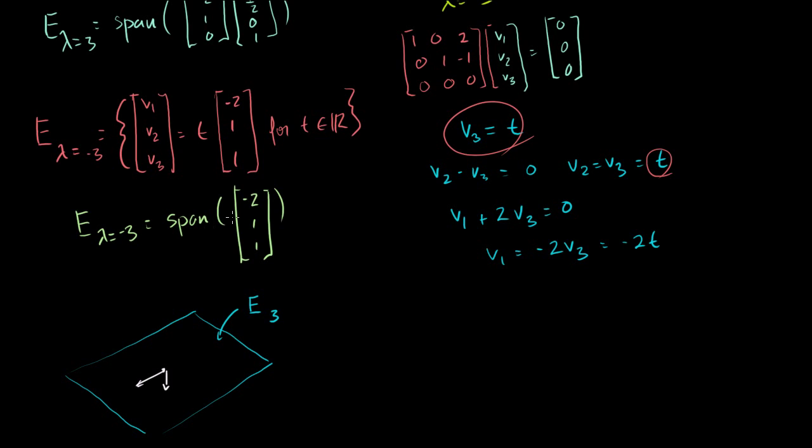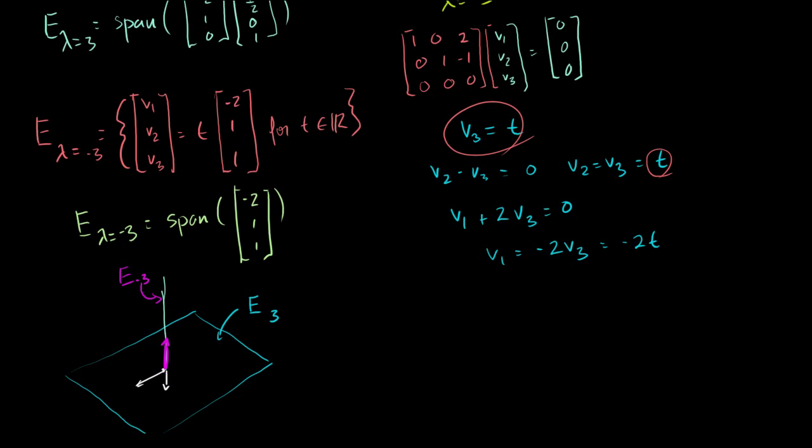And then the eigenspace for lambda is equal to minus 3 is a line. It's a line that's perpendicular to this plane. It's a line like that. It's the span of this guy. Maybe if I draw that vector it might look something like this, and it's the span of that guy. So this right here is the eigenspace for lambda is equal to minus 3.